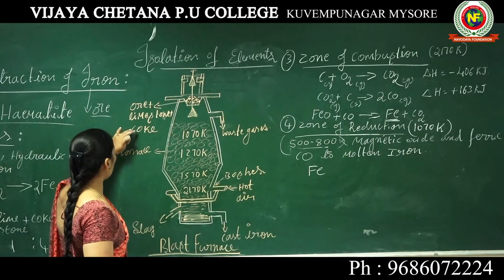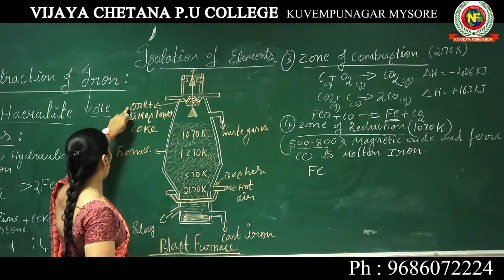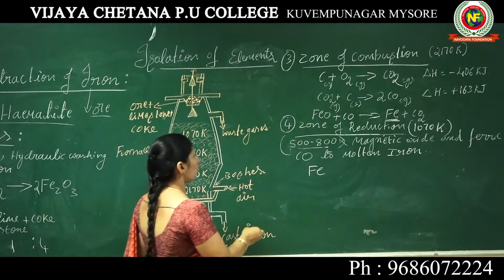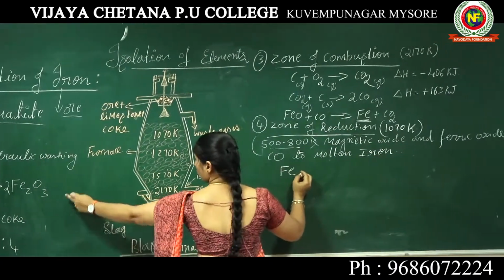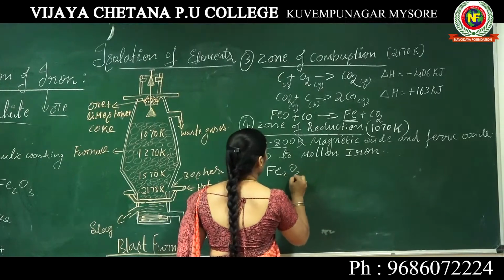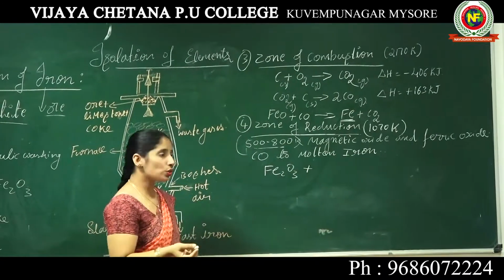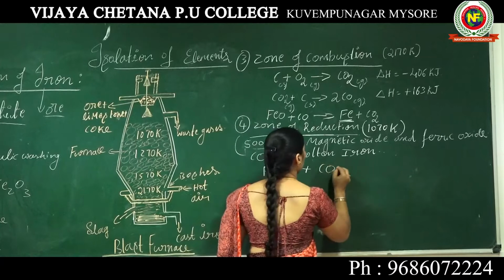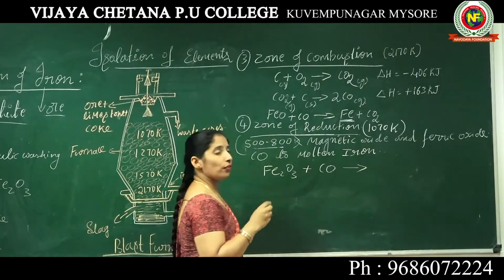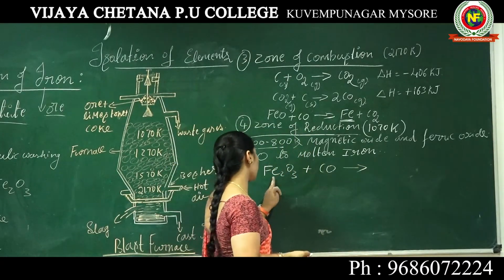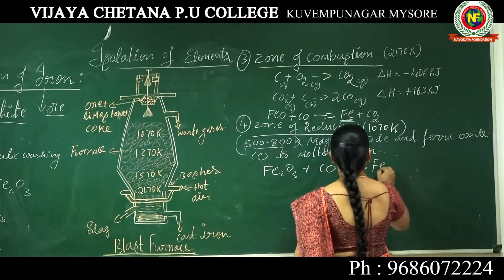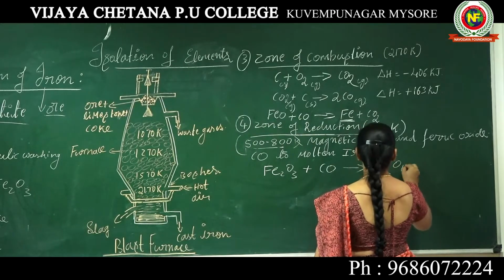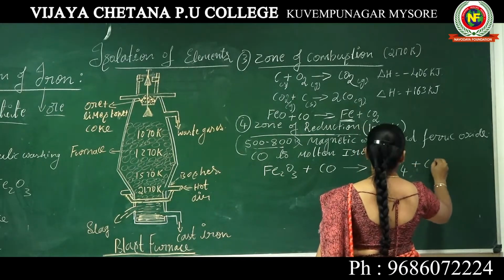So here the ore and the coke are present. The hematite ore, that is the ferric oxide, Fe2O3, will get reduced with CO to form Fe3O4 plus carbon dioxide.